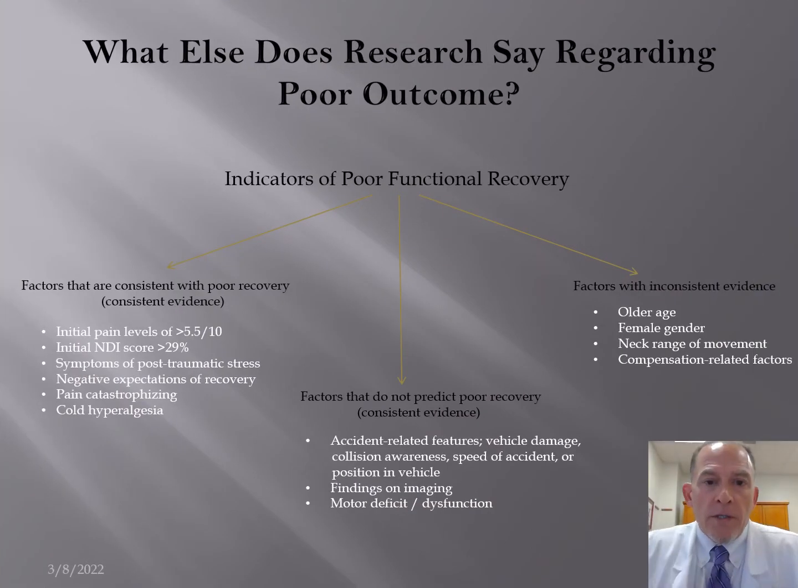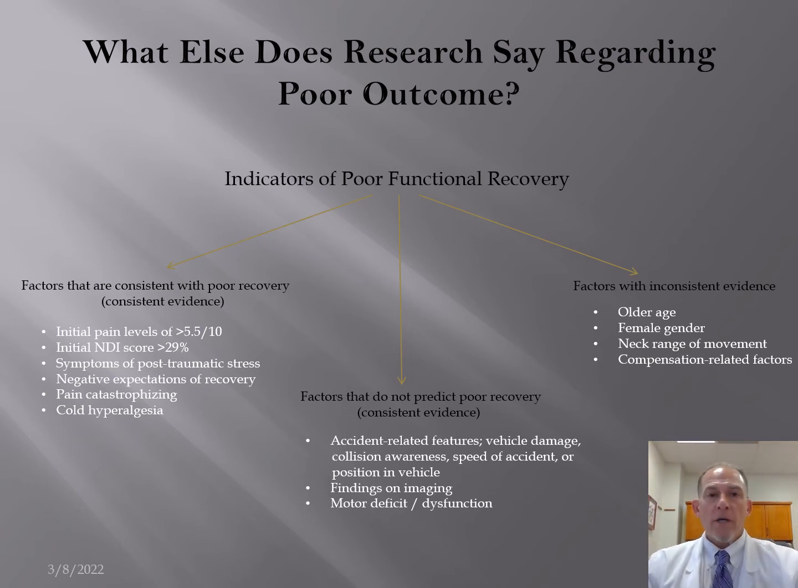So, which indicators of poor functional recovery can we actually count on? There is consistent evidence in the literature, we'll go down to this first column here, of factors that do not predict poor recovery. So we cannot rely on vehicle damage, either the presence of vehicle damage to indicate a severe injury, or the absence of vehicle damage where the insurance companies want to say that there's no injury. So vehicle damage does not equal injury in any way, shape, or form.